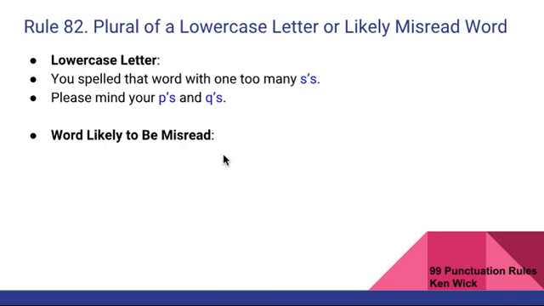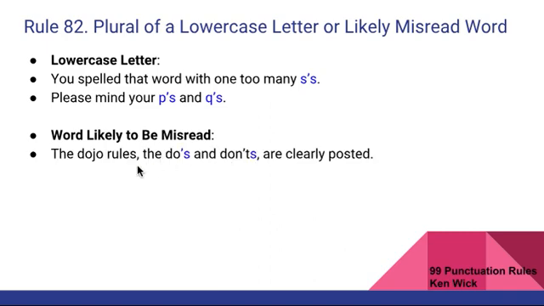And about words likely to be misread. The dojo rules, the do's and don'ts, are clearly posted. Now the Merriam-Webster dictionary has do's and don'ts spelled this way. Actually, I believe the LMEG and the other references have it written this way. To me, without the apostrophe right here, it's confusing, but this is acceptable. Or if you wanted to go by Merriam-Webster's dictionary, this is what's in it.